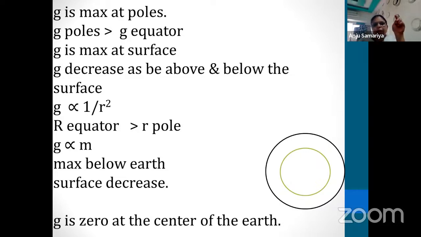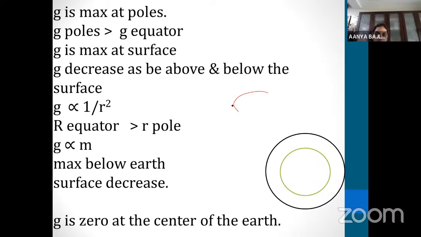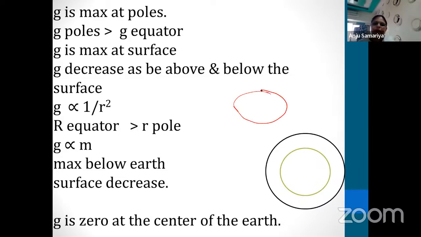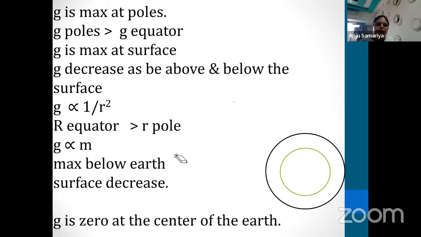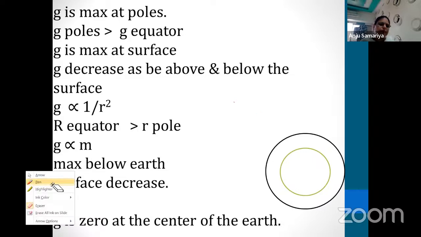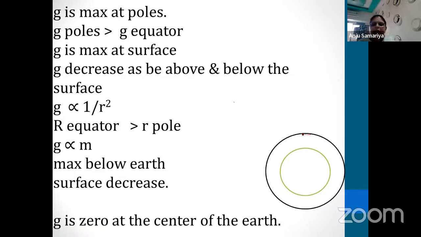This acceleration due to gravity is maximum at the poles. Now, why is it maximum at the poles? We know the shape of the Earth. It's a geoid shape, right? Slightly flattened. It is slightly flattened at the poles.